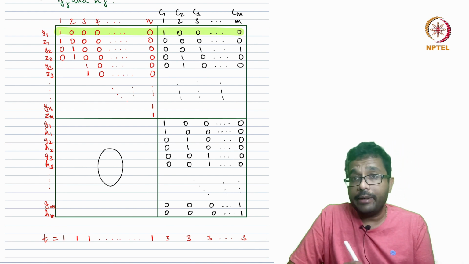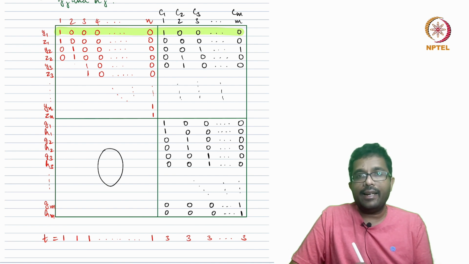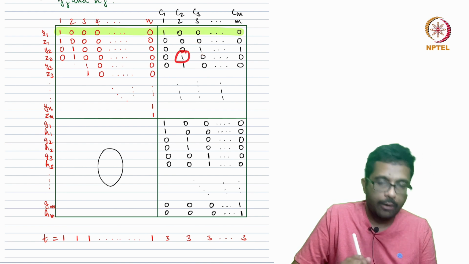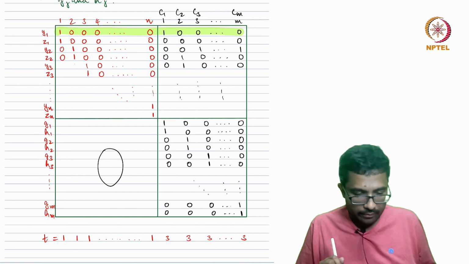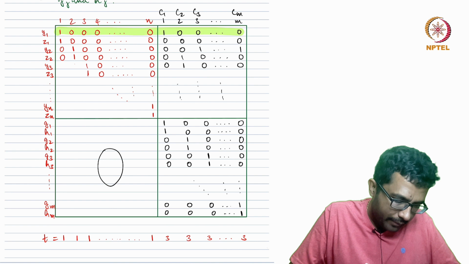If Xi complement appears in clause j, we put a 1 against Zi and Cj. So here, this indicates that X2 appears in C3. This indicates that X2 complement appears in C2. Okay, so that is how we build this. So now we can read the entries like this.